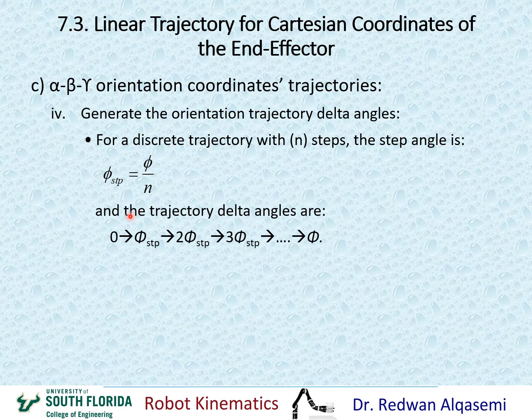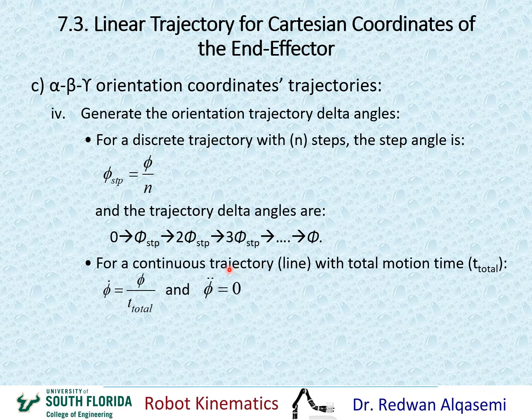And I guess in this case, the trajectory delta angles, and again, I call these delta angles, are 0, phi step, 2 phi step, 3 phi step, all the way until we reach phi. Okay, so phi is the angle that we have found in the previous slide.